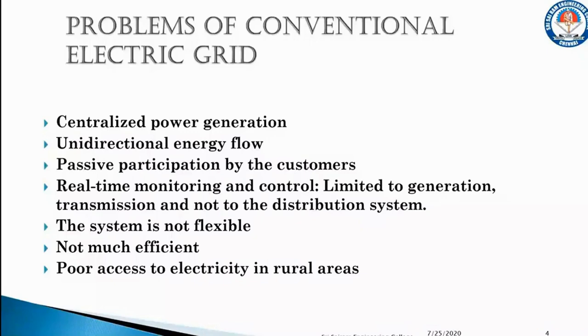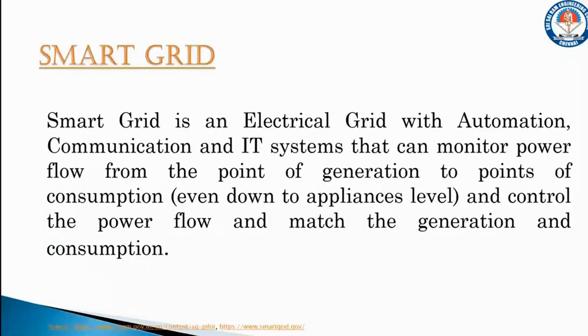We cannot generate our energy or power at the place where we need it. We are dependent only on the centralized power generation, and it is not very efficient because we generate at one place and transmit it over a long distance, which causes more transmission loss. So the efficiency of the system will be less, and we do not have electricity in rural areas. That is also a problem.